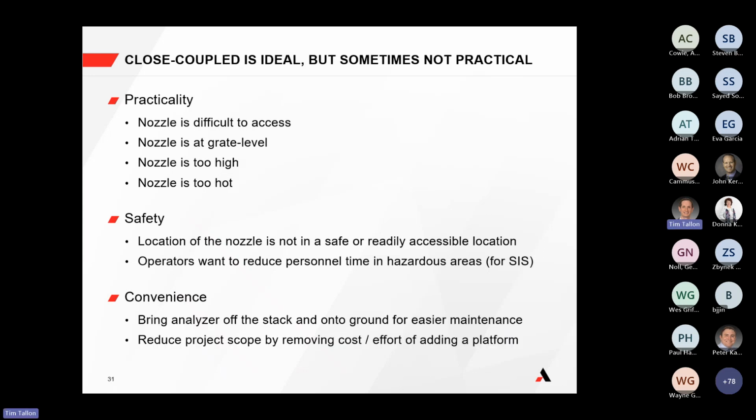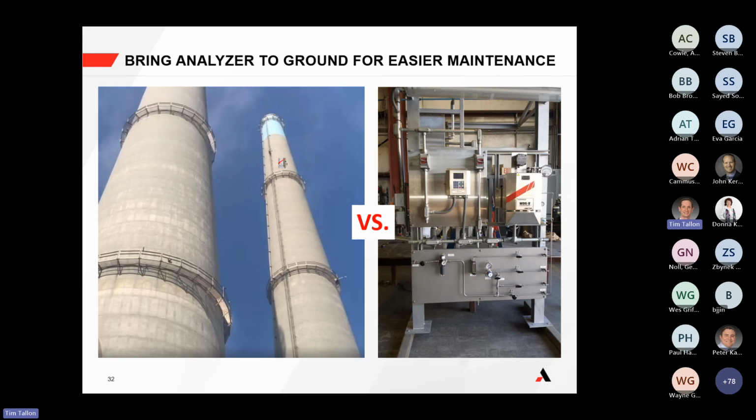We kind of take that for granted, but convenience can really be important when it comes to maintaining the analyzer and also reducing additional cost and scope for projects. To give you the first example, you could install a flue gas analyzer way up on the stack, but it may be more practical and easier to access and maintain if it's brought to ground level. So for convenience's sake, it makes it easier to maintain with a remote mounted system.